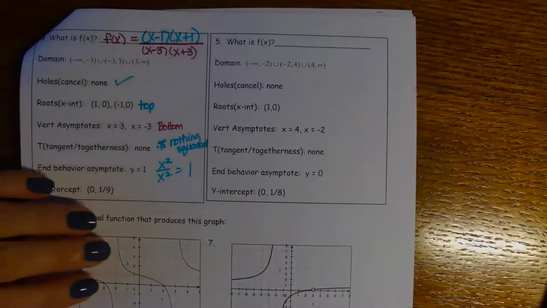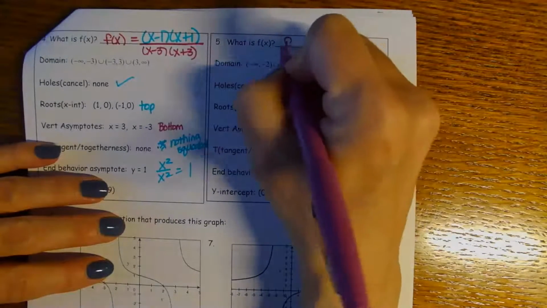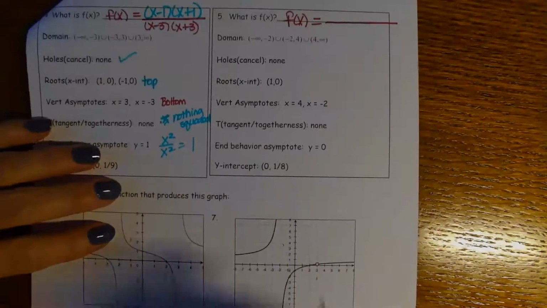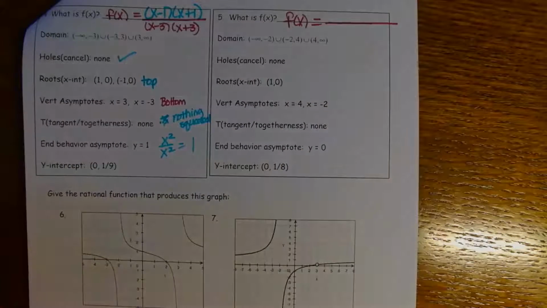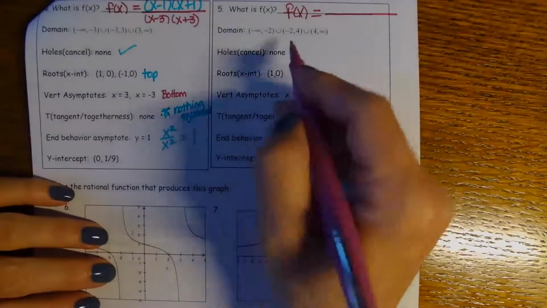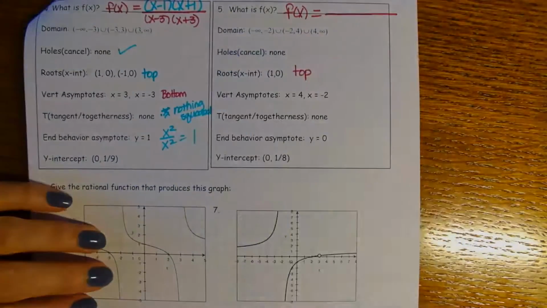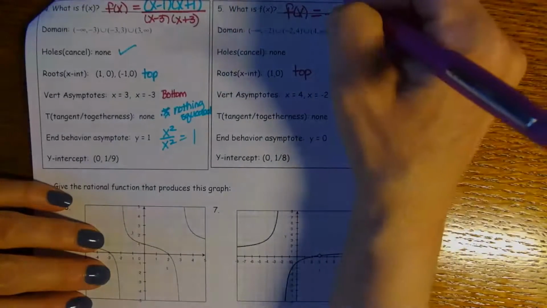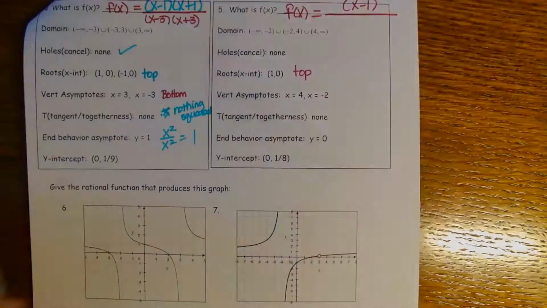All right, let's try this one. So f of x equals, all right, no holes. That means I don't have any matching factors in top and bottom. There's a root at 1 that came from the top. So what's in the top? That's a 1, so it's what? X minus 1.